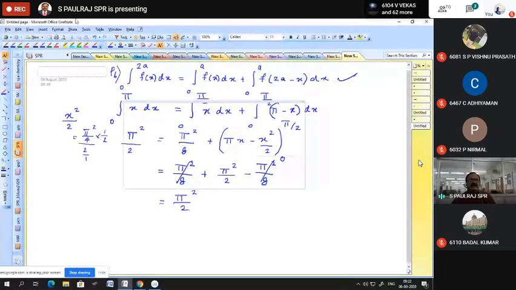But mostly we are not using this property. For solving a few problems in between, we are using this property, but it will not always come as 0 to 2a. That is the reason I gave 0 to pi also. So that is divided by 2 here. Like that we can do the problem. This is property number 6.